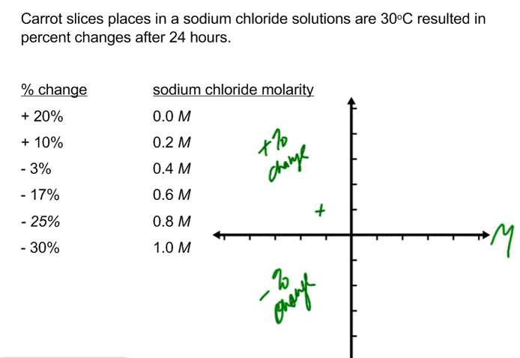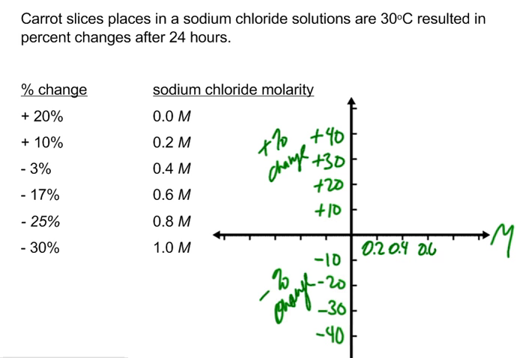So labeling the axes, we'll just keep it simple. This will be plus 10, plus 20, plus 30, plus 40. Okay, and then minus 10, minus 20, minus 30, minus 40. Obviously, your scale will be different than mine. And then you have the molarity. Obviously, 0.0 would be at the crossing of the x and y axes. Then you have 0.2 molar, 0.4 molar, 0.6 molar, 0.8 molar, and 1.0 molar.